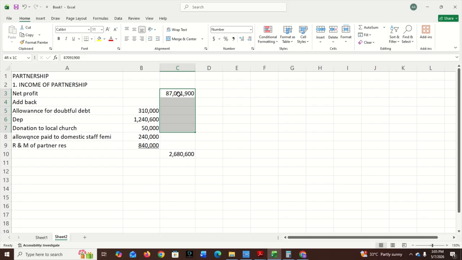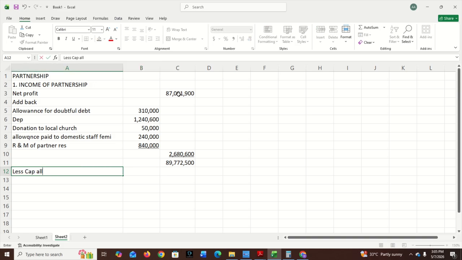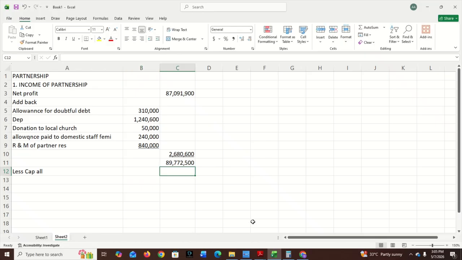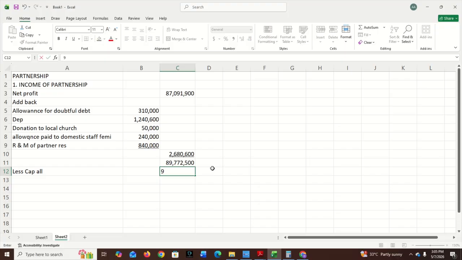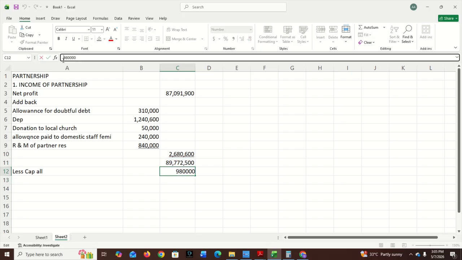So how much is our adjusted profit? Adjusted profit is 89,772,500. Then we do our capital allowance, less capital allowance. They are giving us in the question that they have agreed with the tax authority that capital allowance is 980,000. So we remove 980,000, and that will give us the profit that the partners will share.